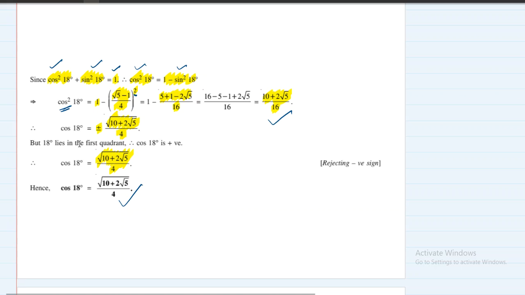But 18 degrees lies in the first quadrant, hence cos 18 will be positive. So cos 18 will be plus under root of (10 + 2√5) by 4, which is the value of cos 18. Moving on.